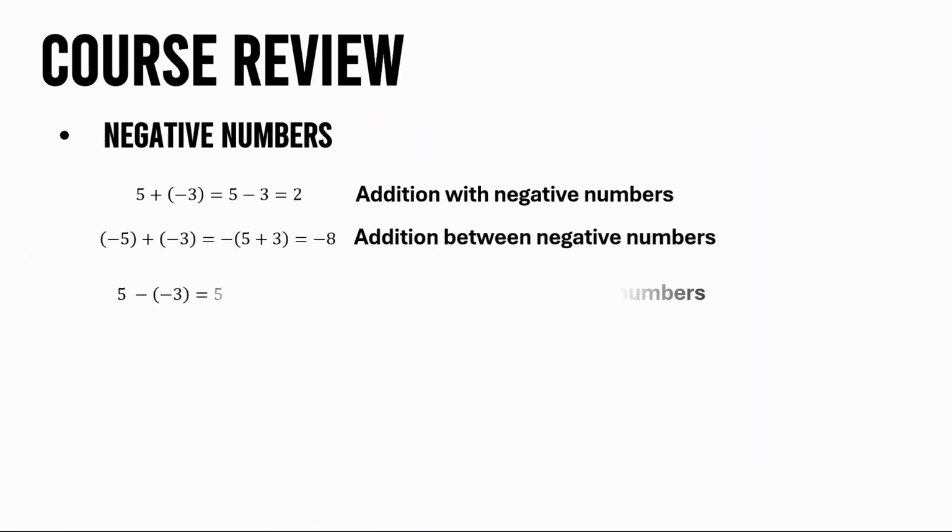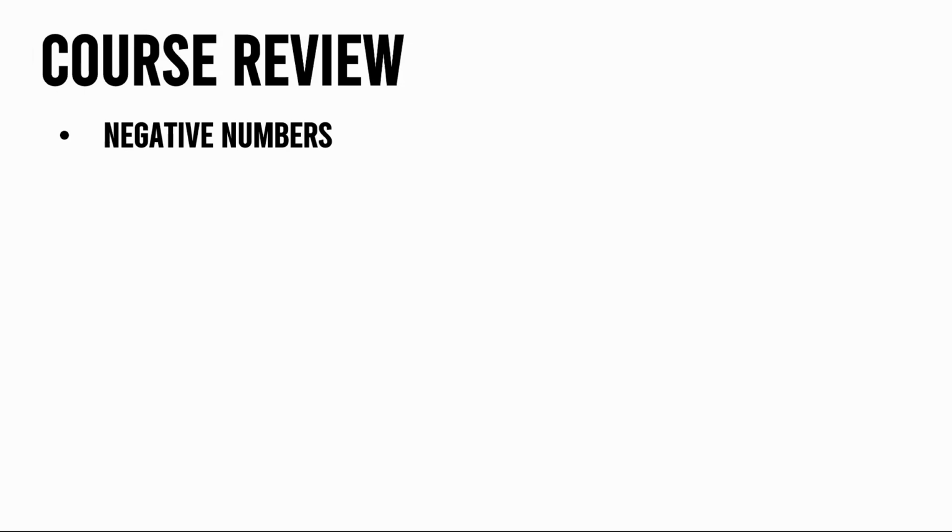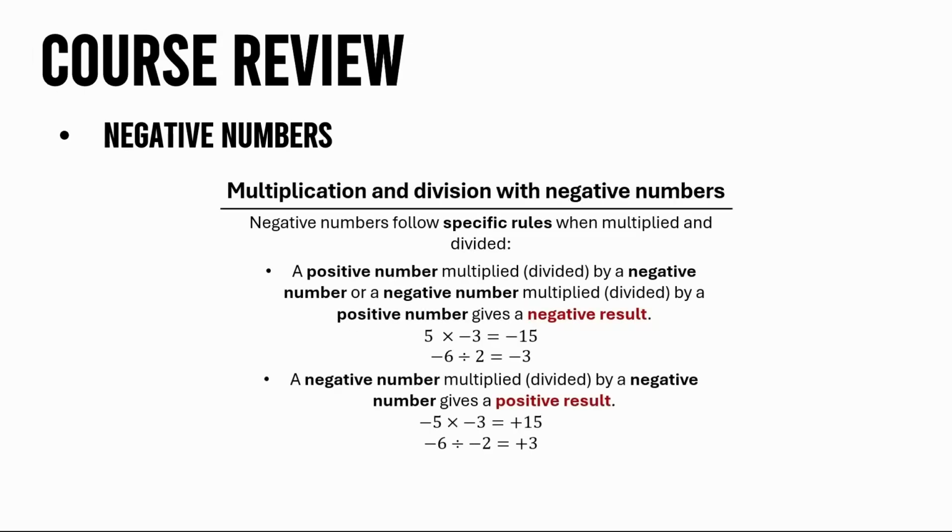Negative numbers. Here we have negative numbers and some example operations with them. For multiplication and division with negative numbers, remember, same signs give a positive result. Different signs give a negative result.